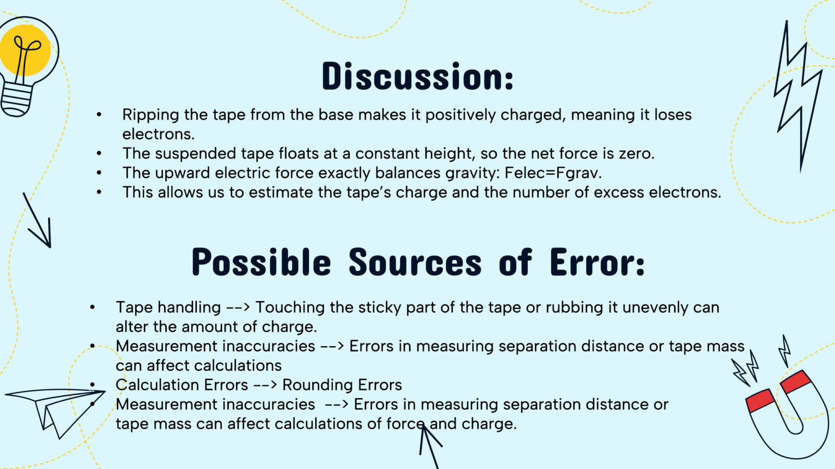Some possible sources of error are tape handling, as touching the sticky part of the tape or rubbing it unevenly can alter the amount of charge. Measuring inaccuracies, as in errors in measuring separation distance or tape mass, can affect calculations. Calculation errors may be simple rounding errors, or measurement inaccuracies, such as errors in measuring separation distance or tape mass, can affect calculations of force and charge.